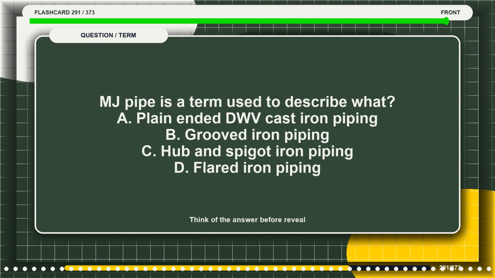Flashcard 291. MJ pipe is a term used to describe what? A. Plain-ended DWV cast iron piping. B. Grooved iron piping. C. Hub and spigot iron piping. D. Flared iron piping. Think of the answer before the reveal.